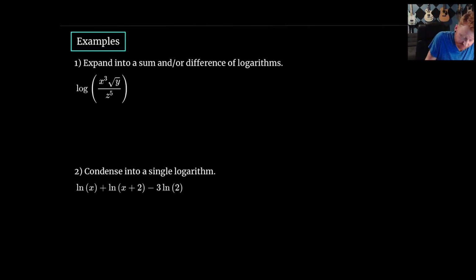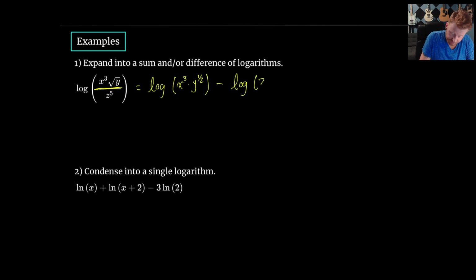So I usually start with where I see some division right here, and I'm going to split this into the log of x cubed times, and I'm going to rewrite y, the square root of y, as y to the 1/2 power, because we're going to be able to deal with that and get that to the front in a future step here. And then we're going to have minus log of z to the 5th.